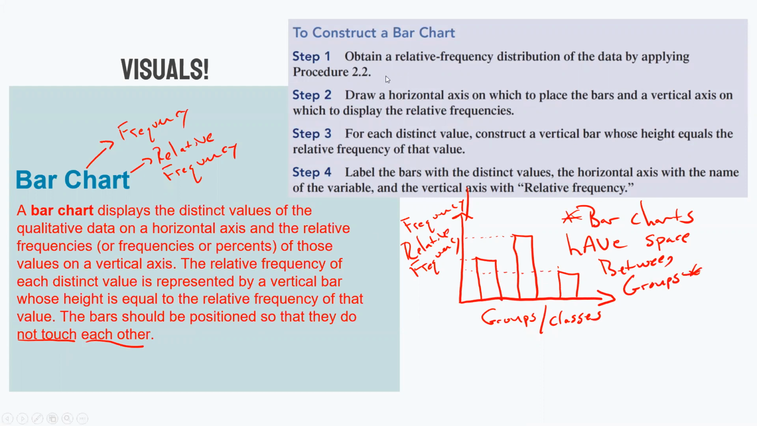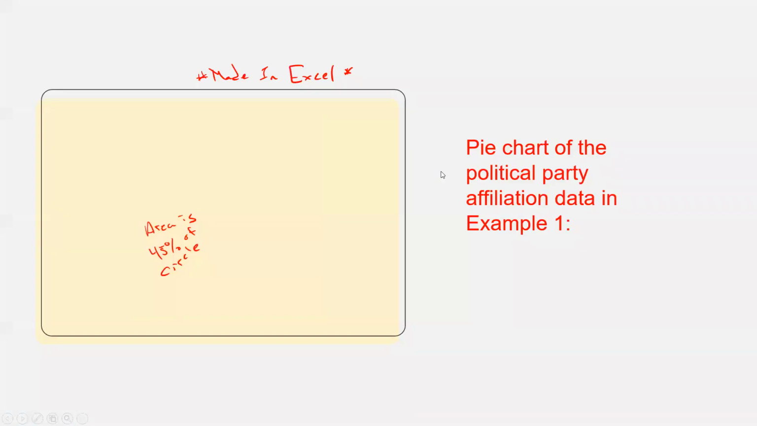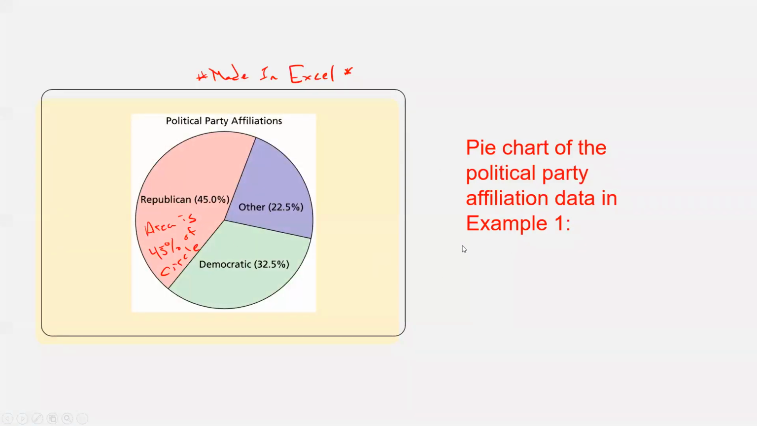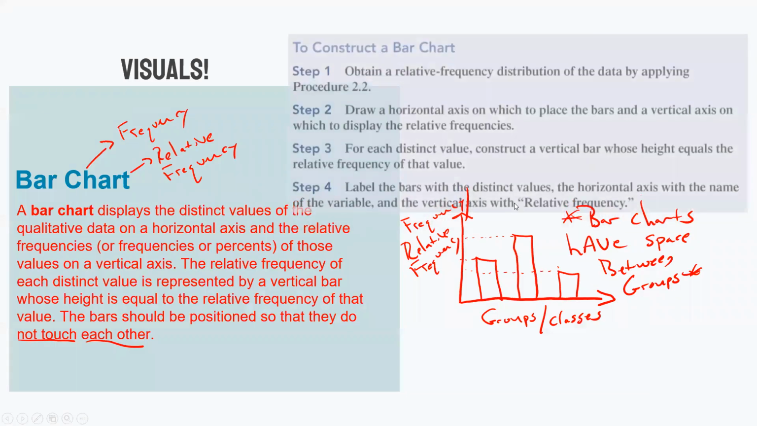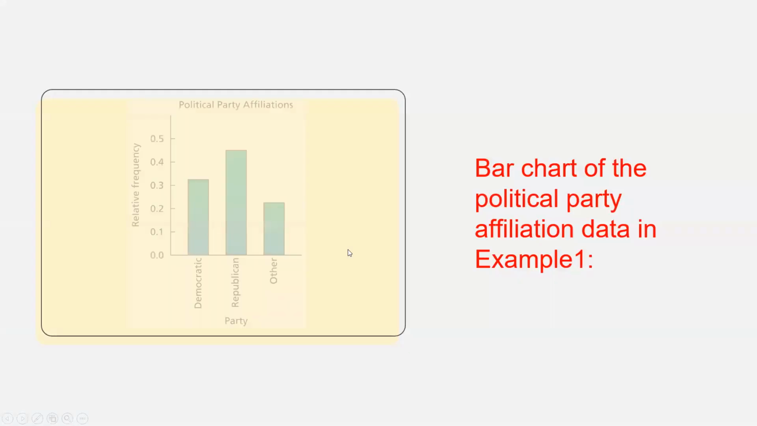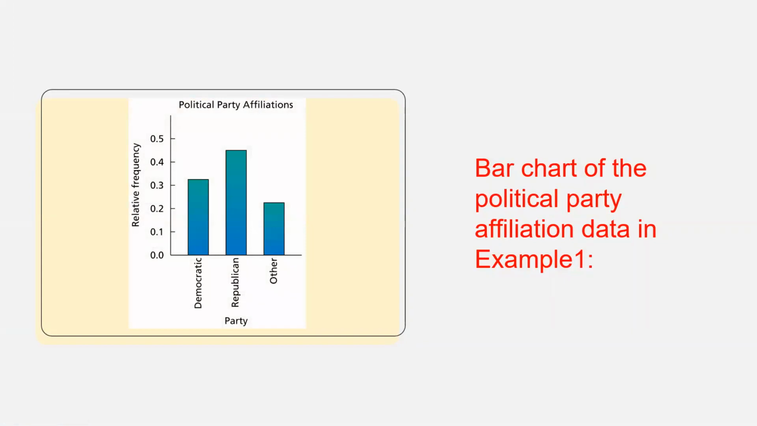So I'm not going to walk through this step procedure here exactly. I'm going to show you an example of this using our Republican, Democrat, and other data, and then we'll do one with all of us. All right, so this is what the relative frequency one looks like. So if you remember, it was 32.5% said they were Democrats. That's where this goes over to here. You can see it on the bar chart.